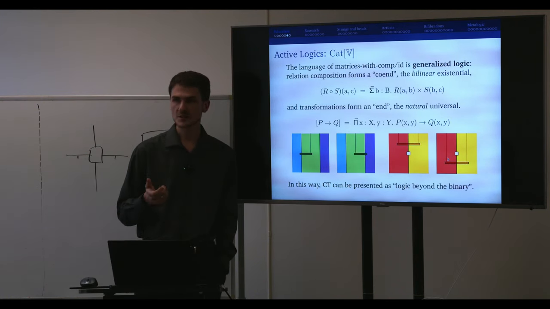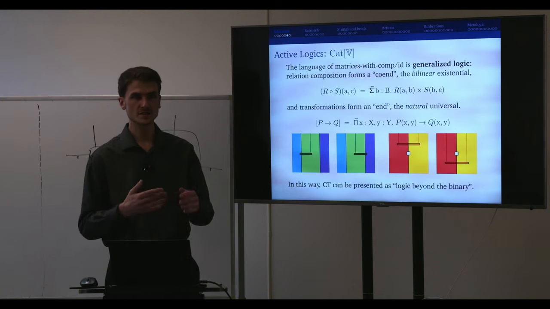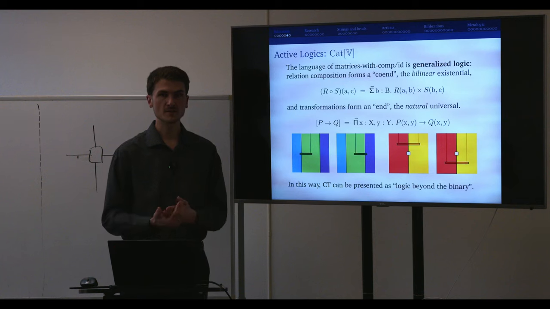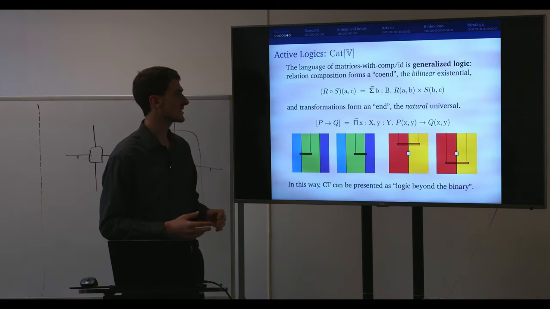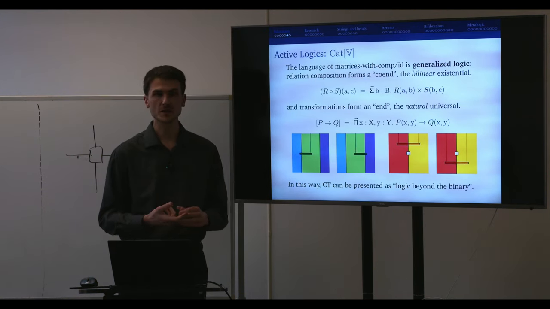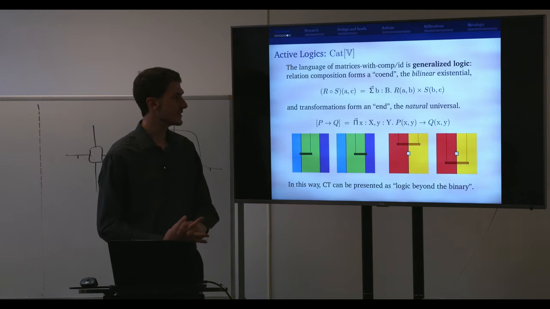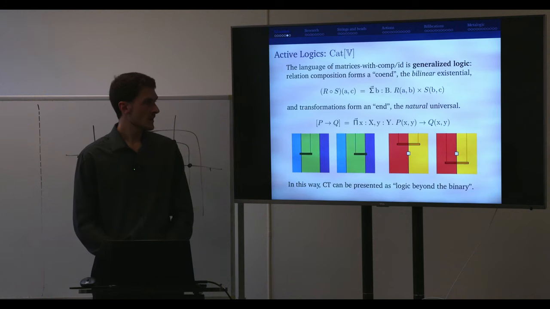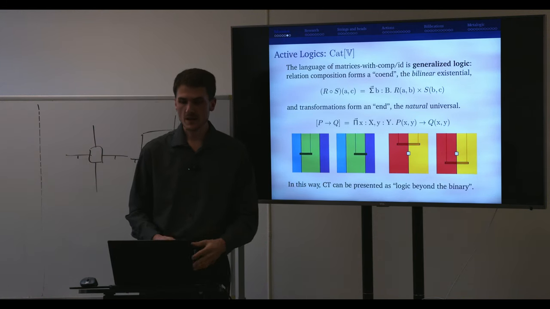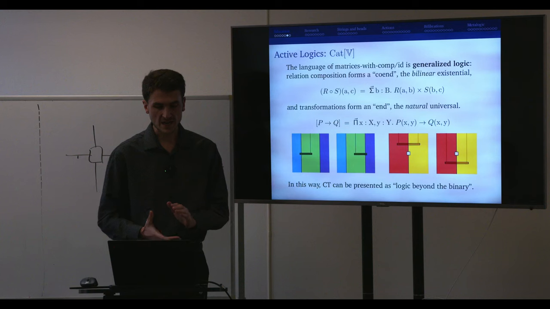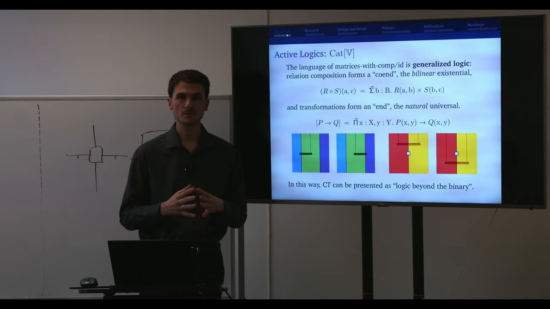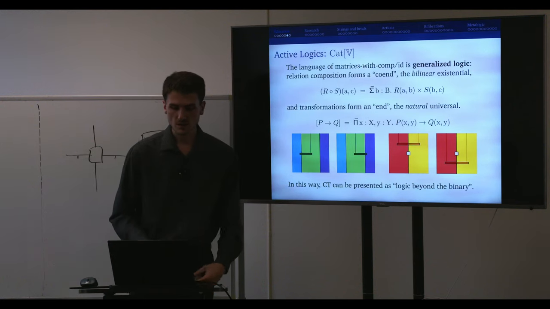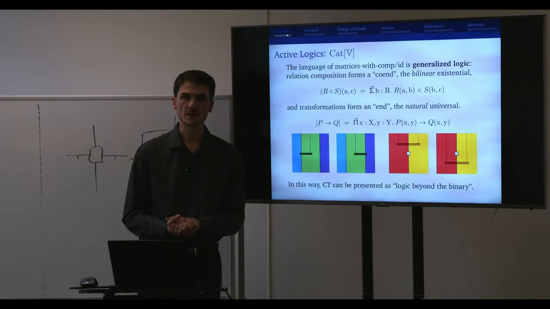And from these two formulas, we can systematically construct all of the other fundamental ideas of category theory, like limits and colimits, or the Yoneda lemma. All of these things can be derived in this language. So in this way, category theory can be presented as a three-part story, as logic beyond the binary.